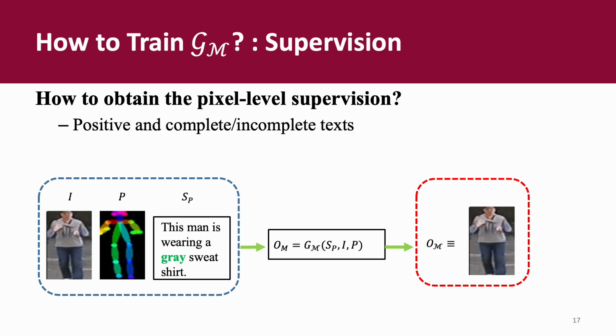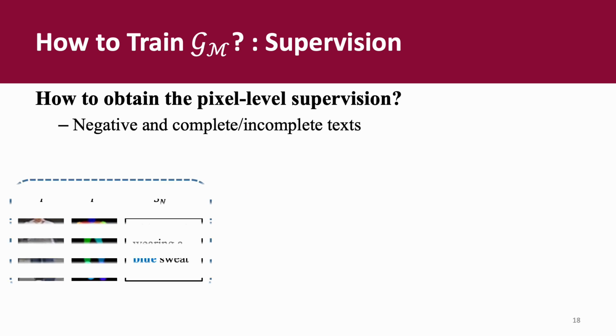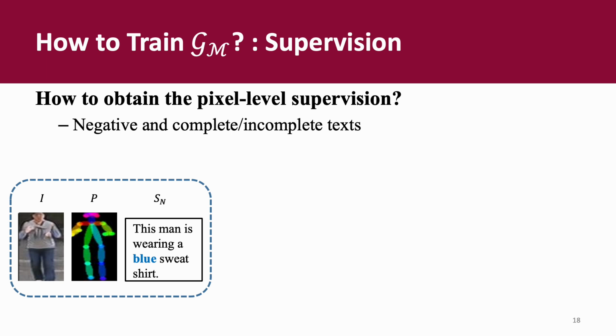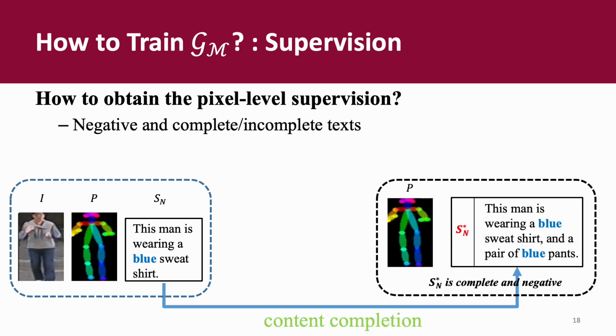The next question is how to embed the pixel level supervision for different types of text. For the positive text, we can use the input image itself as the ground truth. But how about the negative text? We adopt a self-supervised strategy. First, we complete the content of the text, which is incomplete and negative, making it complete and negative.